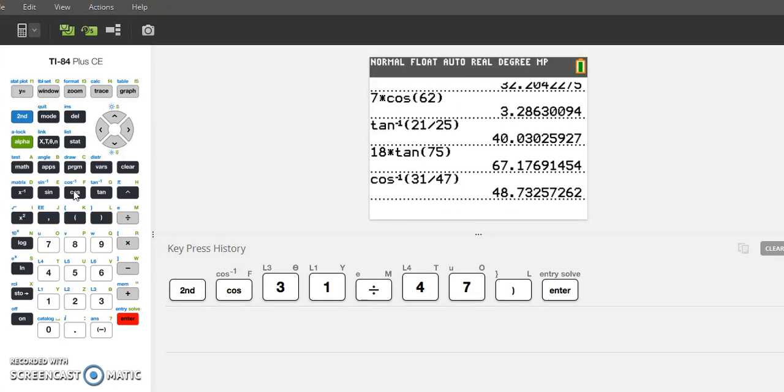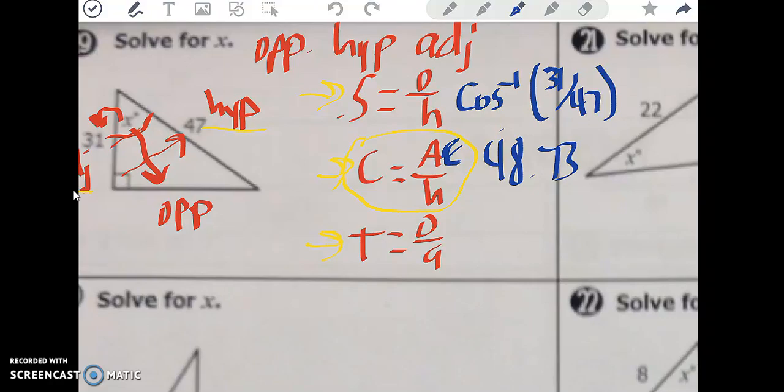So now we have our angle, which is roughly going to be about 48, sorry, I'm writing on the screen here, 48.73. Alright, so we end up with about 48.73 as our answer to this problem.